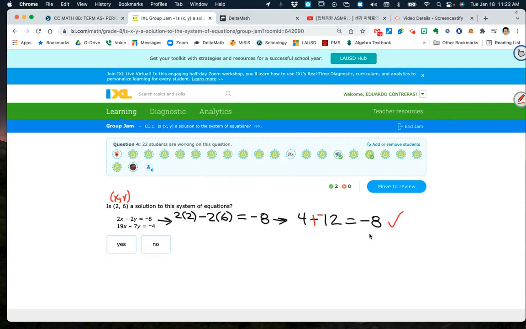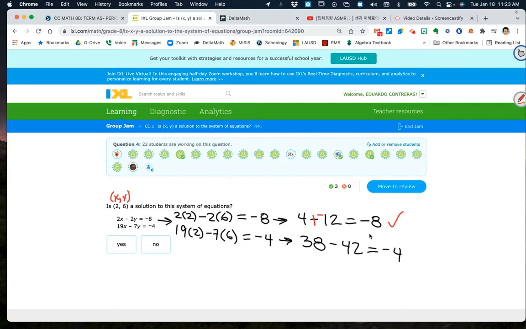Okay? Let's replace x and y here. So 19 times x becomes 19 times 2, minus 7 times y becomes 7 times 6, equals -4. Okay? Well, let's see. 19 times 2. How much is that? Is that 38? Yeah. Okay. Minus, what's 7 times 6? 32. Thank you. And we want to see if that equals -4.